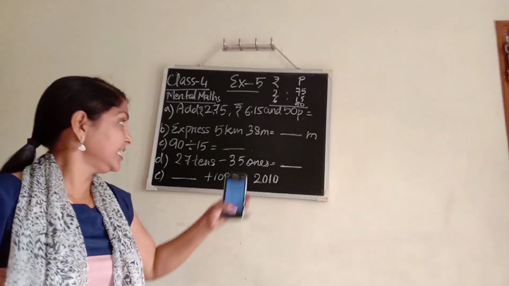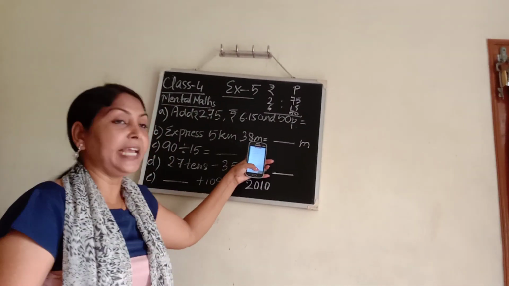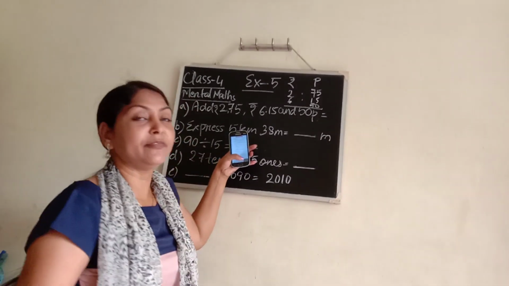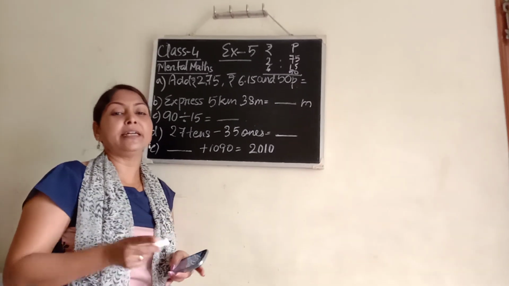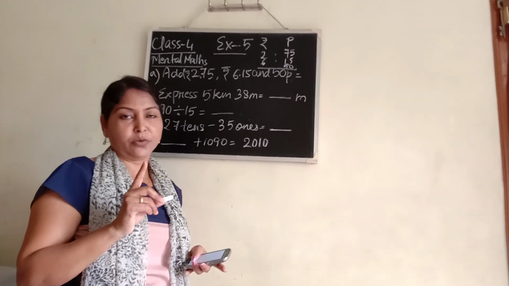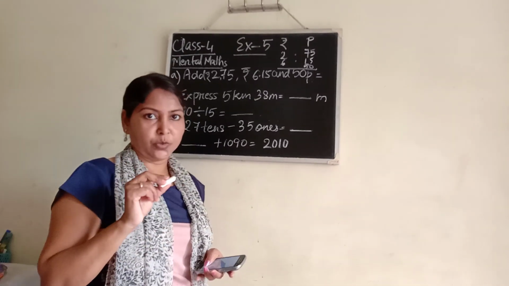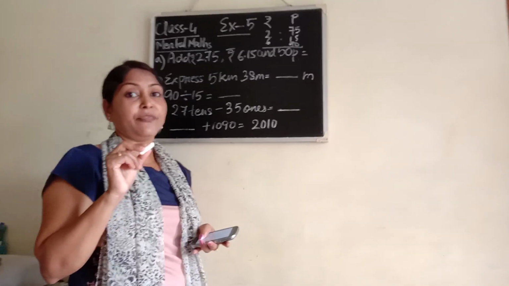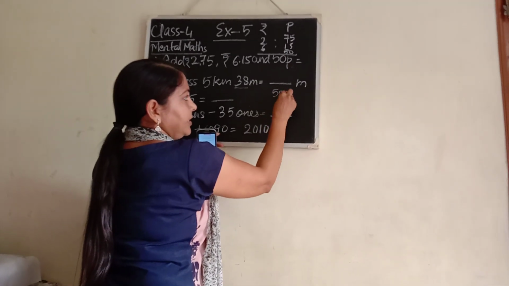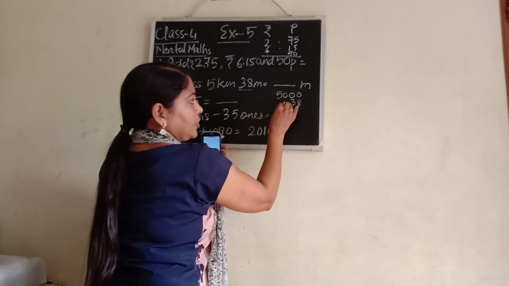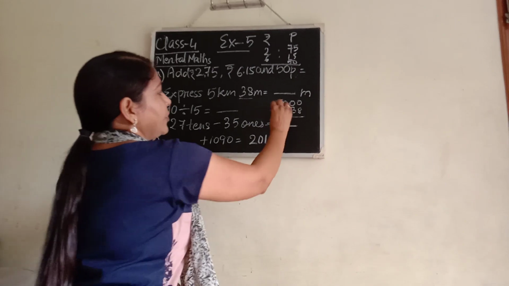Next one, express 5 kilometer 38 meter in meters. Now see, 38 meter is already in meter, but we have to convert 5 kilometer into meters. So we know that in 1 kilometer there are 1000 meters. Okay, so in 5 kilometer, what do we have to do? We have to multiply 5 by 1000. So we will get 5000. 5000 plus 38. So whatever is your answer, you please write over here. Fine.